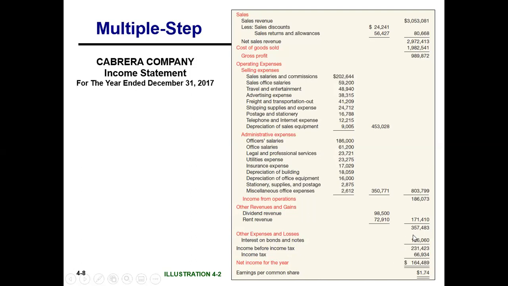So then we subtract, so we were at 186,073. We added in our other revenues and gains of 171,410. That brought us up to 357,483. And then we subtract other expenses and losses of 126,060. That takes us down to 231,423. And then we base our income tax, so that's our income before income tax. We base our income tax off of this number, so then we subtract our income tax, and that gives us net income for the year.